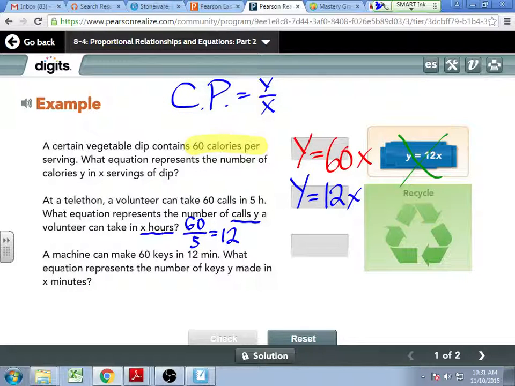And likewise in the last one, James, what's your constant of proportionality for that last situation? Is it y equals 5x? It is y equals 5x, because if you take your 60 divided by your 12, you'll get 5. So they can essentially make 5 keys per minute. It's a lot of keys.